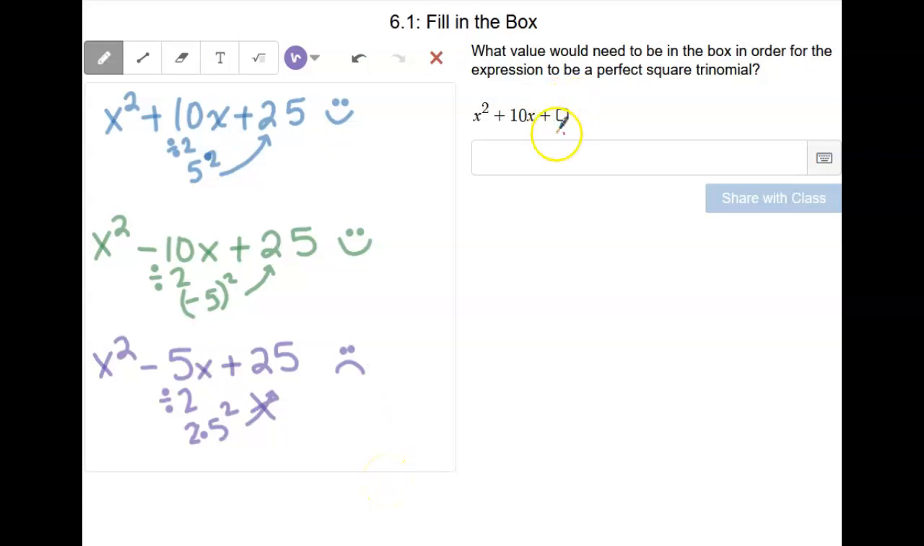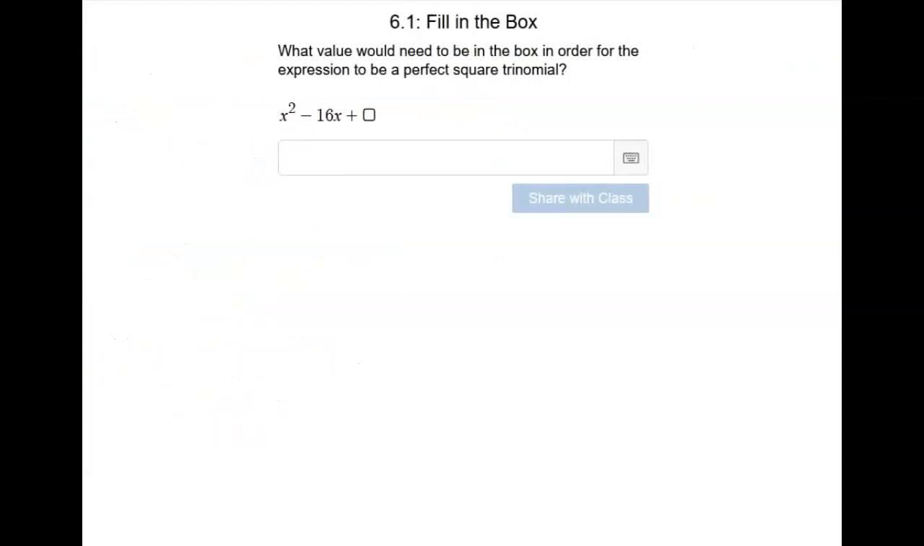So in order to fill in this box right here, you can see we already did it over here. The number we would need to fill in this box is half of 10, which is 5, squared, which is 25. Same thing here. What would we need to put in the box in order for this expression to be a perfect square trinomial? Pause it really quick, come back and check how you did.